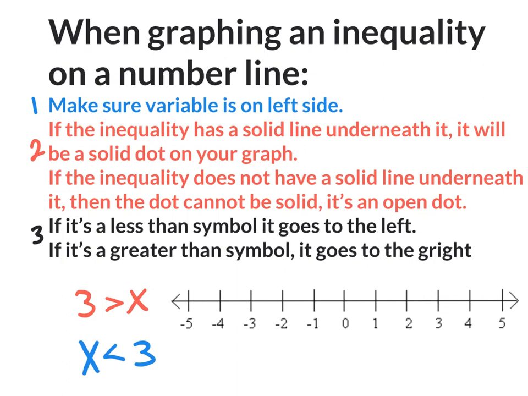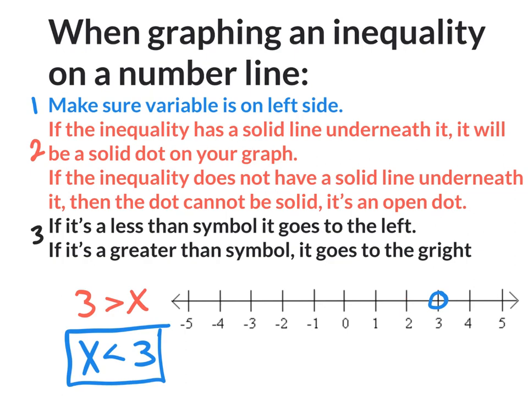So does this have a solid line down here? No. So is it going to be a solid dot at 3? No, it's going to be an open dot. If I have a solid line underneath it, it will be a solid dot. If I don't, it's going to be an open dot. And I'll explain why right now. Let's graph this. Let's go to the 3, and we're going to put an open dot. Why open? Because it does not have a solid line underneath it.